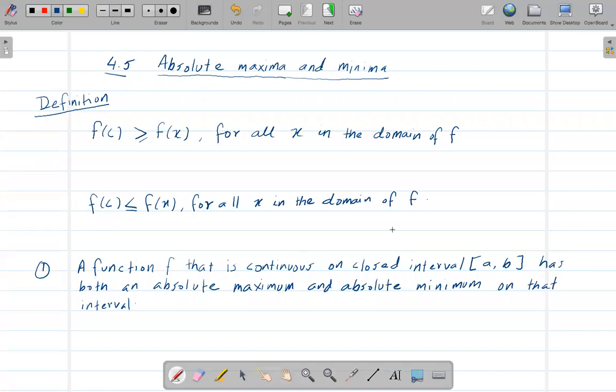Hello. So now this is section 4.5, which is about absolute maximum and minimum. Also in this section, we'll be learning a few more things. It'll be related with this, but still we'll be learning a few more things as well.